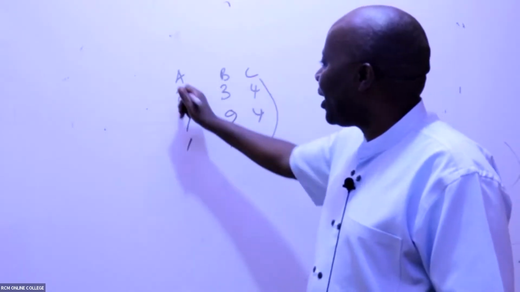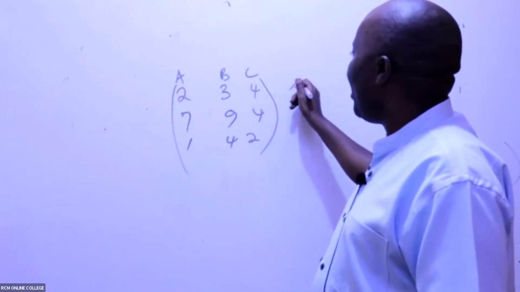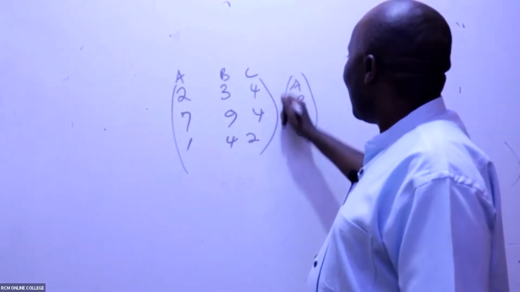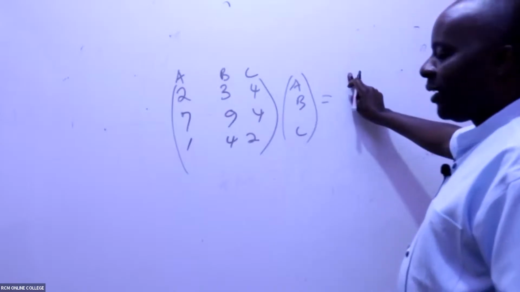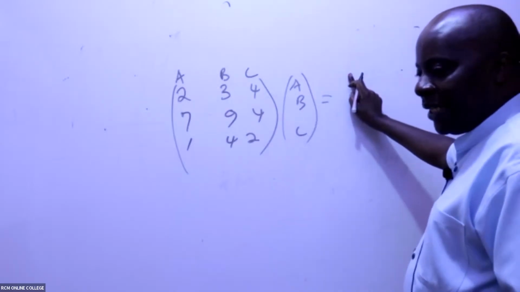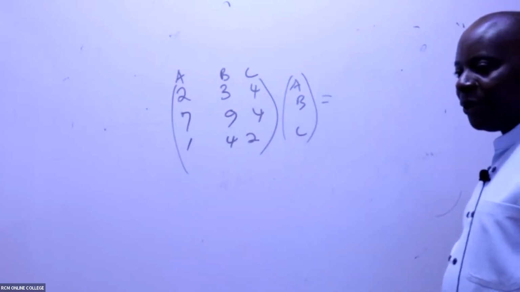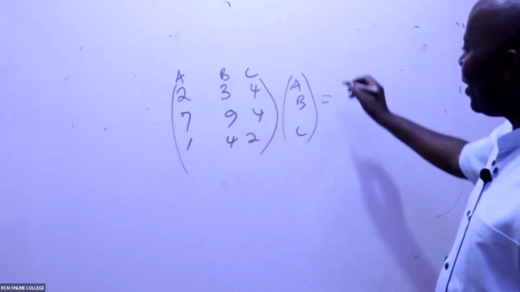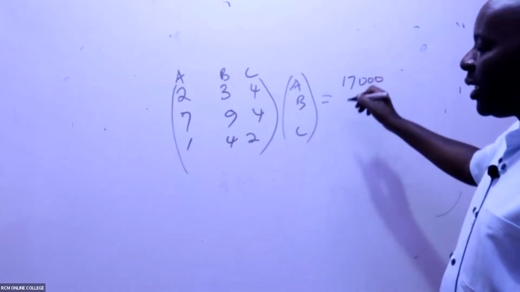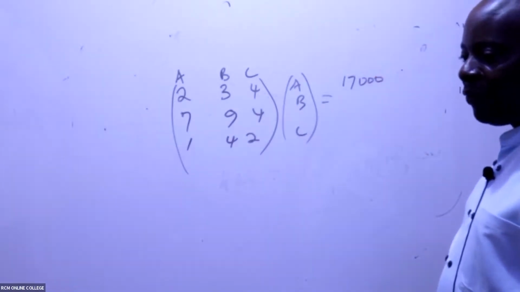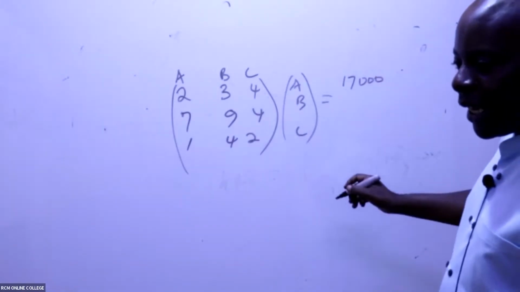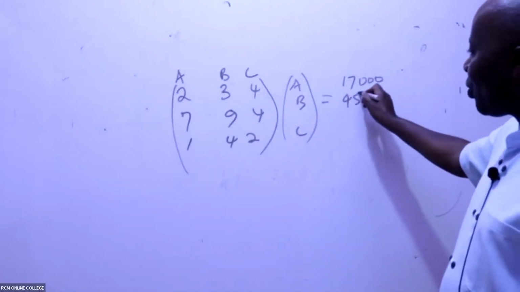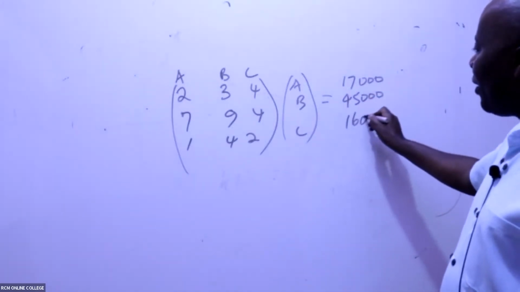And then don't forget that we had, in this case here, A, B, C. And then we had something here on top. Now this one had many thousands, many zeros. We had something here on top, 17,000. Then we have 45,000 and 16,000.